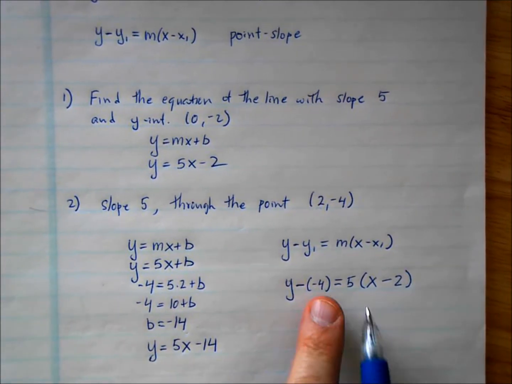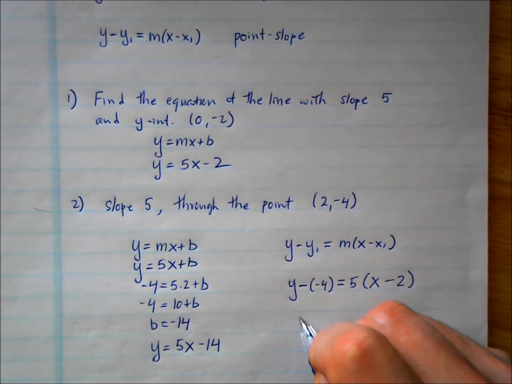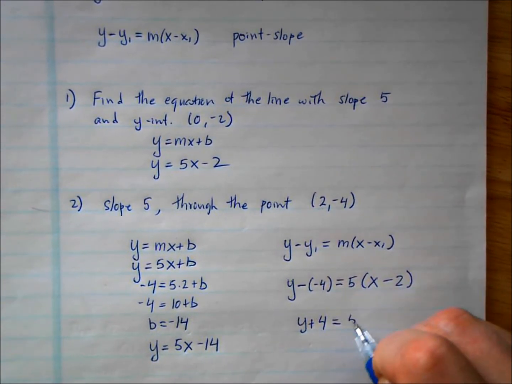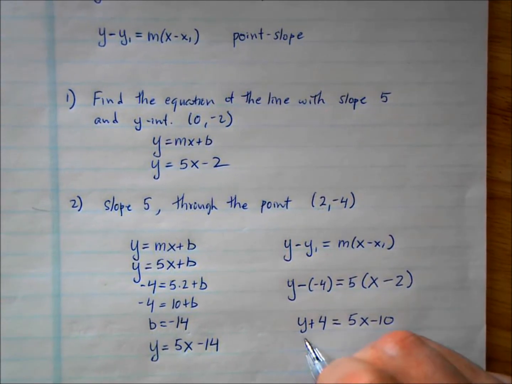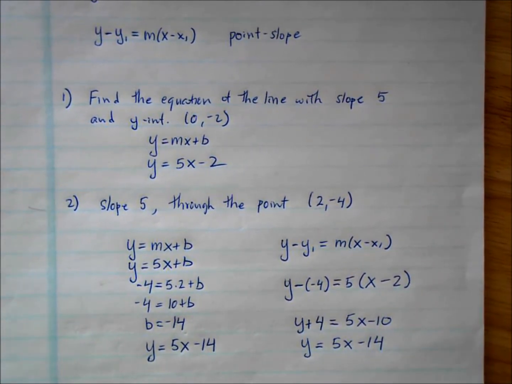Now, just to show you that these two things really are the same. This is the same as y plus 4, minus a minus there, equals 5x minus 10. And then I subtract the 4 on both sides. I do get y equals 5x minus 14.